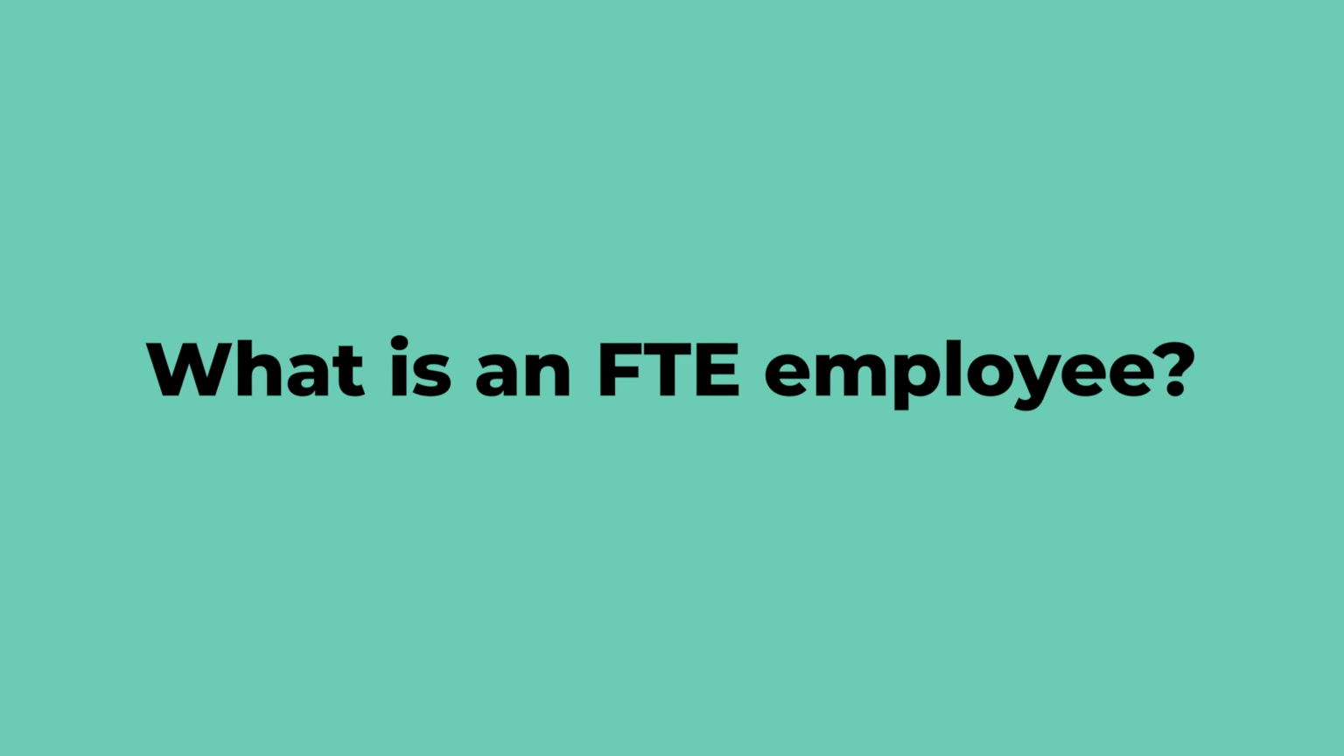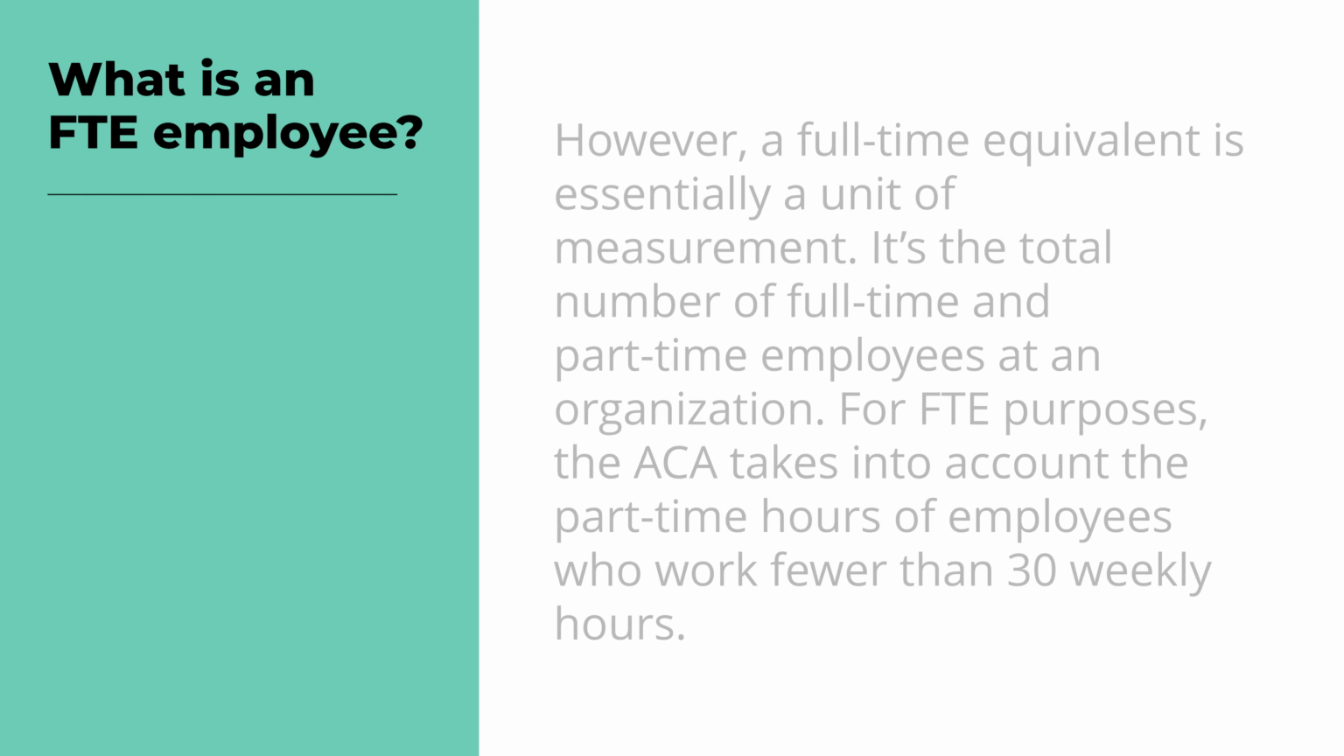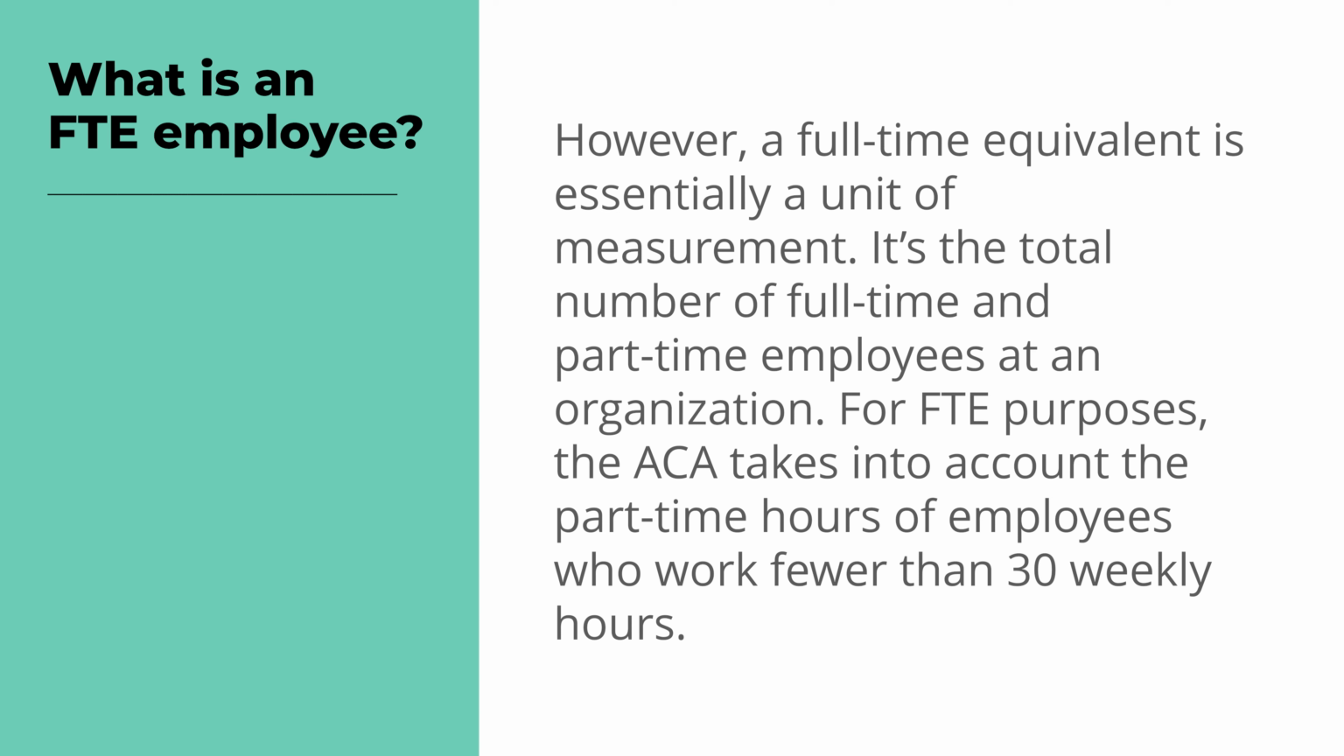What is an FTE employee? The ACA considers an individual employee full-time if they average at least 30 hours per week, or at least 130 hours per month. While 30 hours per week is the minimum number of hours needed for the ACA to classify an employee as full-time, many company policies consider a 40-hour work week full-time hours. However, a full-time equivalent is essentially a unit of measurement. It's the total number of full-time and part-time employees at an organization. For FTE purposes, the ACA takes into account the part-time hours of employees who work fewer than 30 weekly hours.